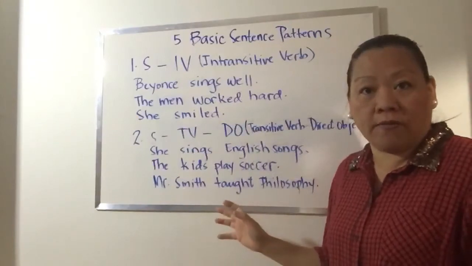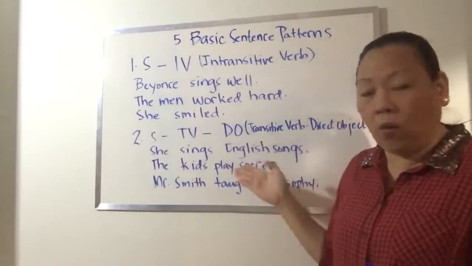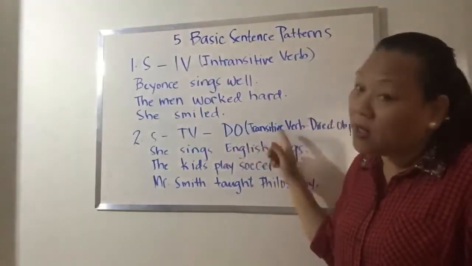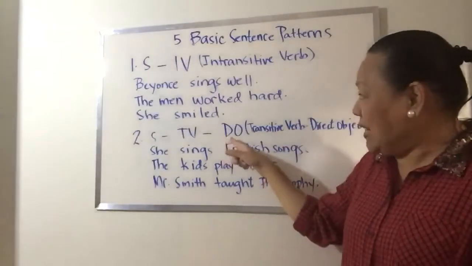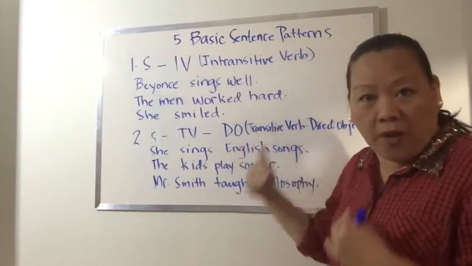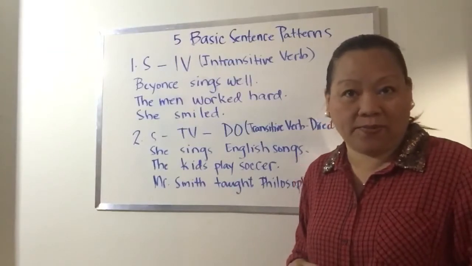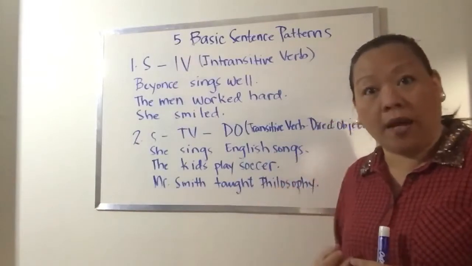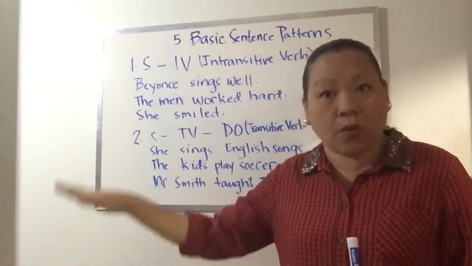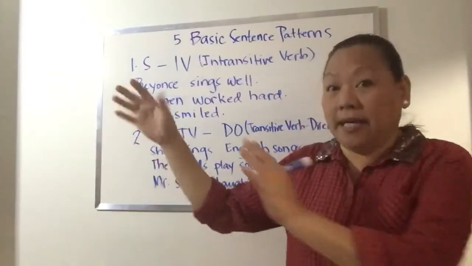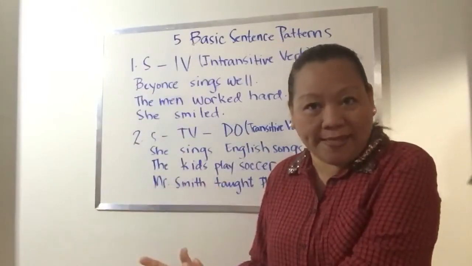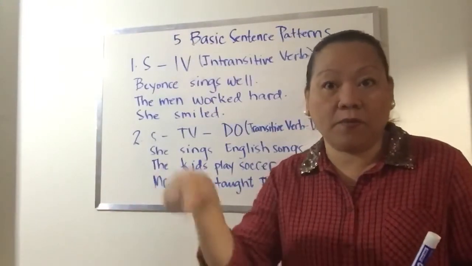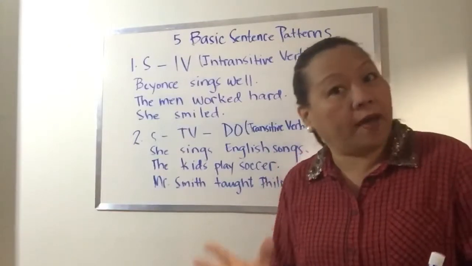The second one is subject, transitive verb, direct object. So STVDO. TV here is not a television. It's a transitive verb, and it needs an object, a direct object, to receive the action. A direct object is either a noun or a pronoun. The subject is either a noun or a pronoun, and it's placed at the beginning of a sentence, while a direct object follows a verb. So the subject is before the verb, while a direct object is after the verb.